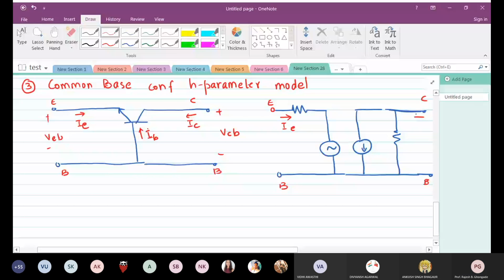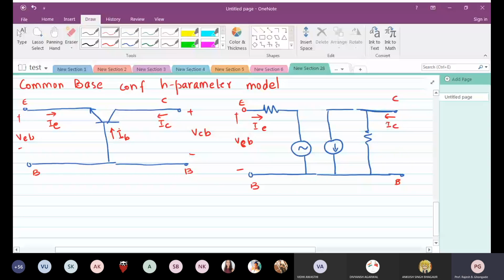You have the current flowing as IE, with the current flowing as IC. All right. This will be your VEB at the output side. You have the voltage VCB.